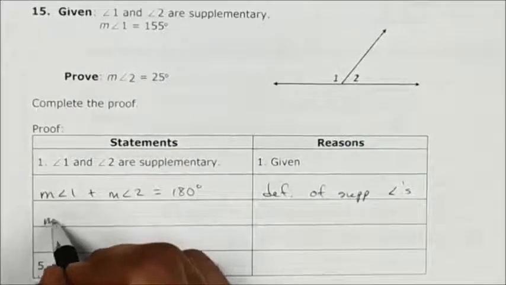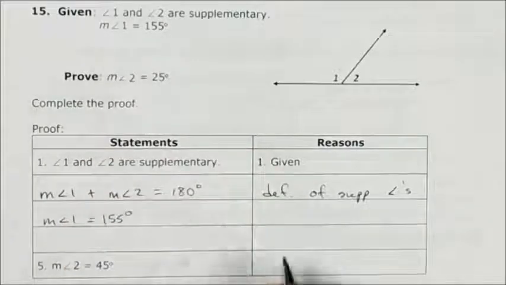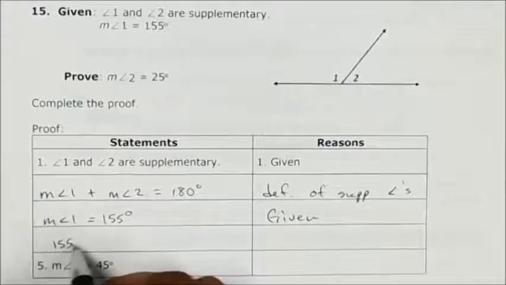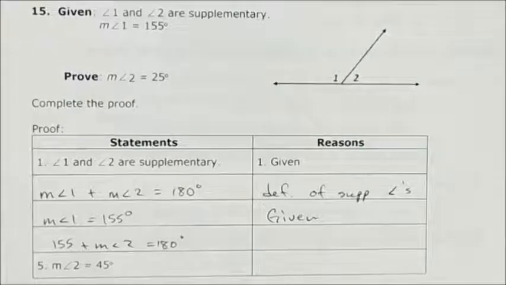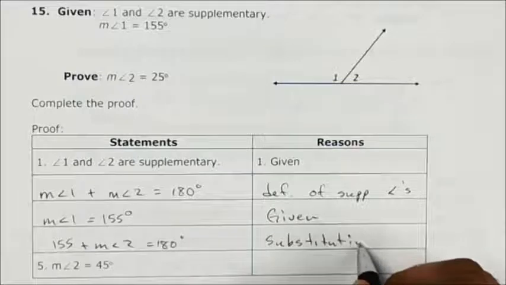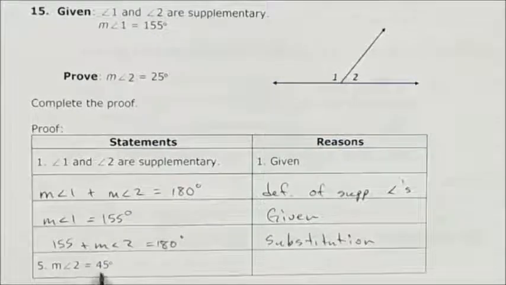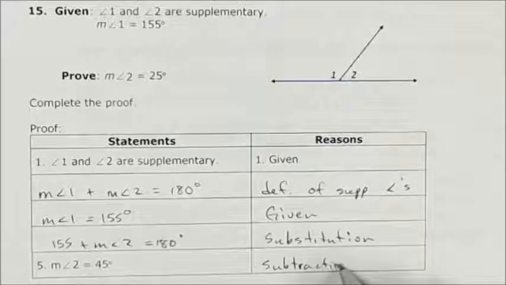Okay, and I know that the measure of angle 1 is equal to 155 degrees because that was given to me. Okay, which means that 155 plus the measure of angle 2 is equal to 180 degrees. And that is going to be substitution. Okay, and then if I subtract 155 from both sides, I get that the measure of angle 2 is equal to 45 degrees. So this is going to be my reason of subtraction property of equality.